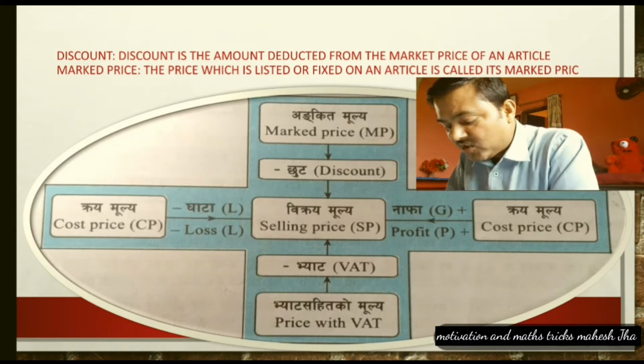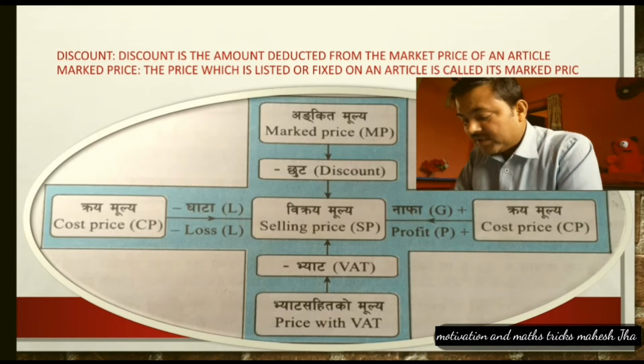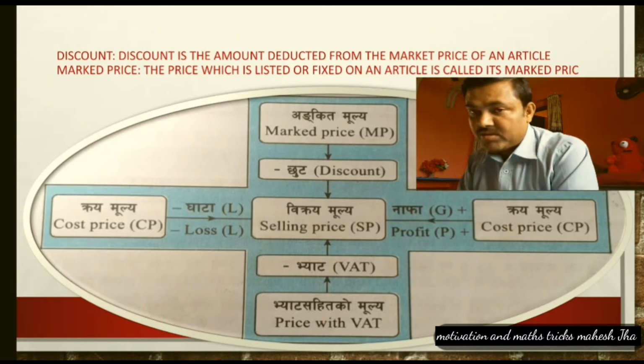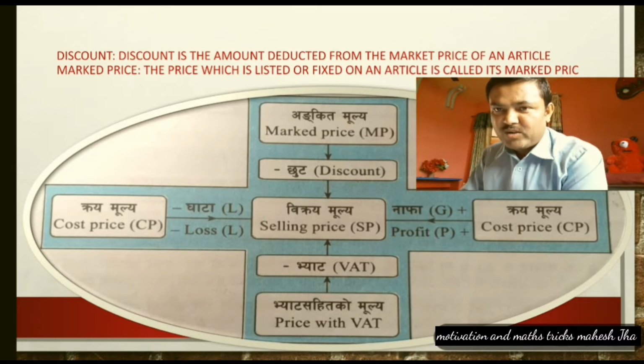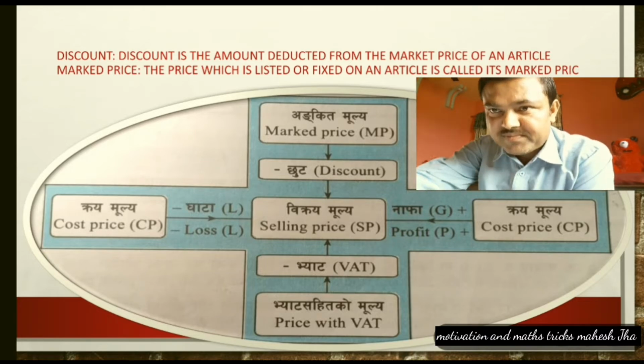Cost price minus loss gives selling price. Selling price plus profit gives cost price. This chart makes it easy for you to learn the formula. When you forget, keep it in your mind.